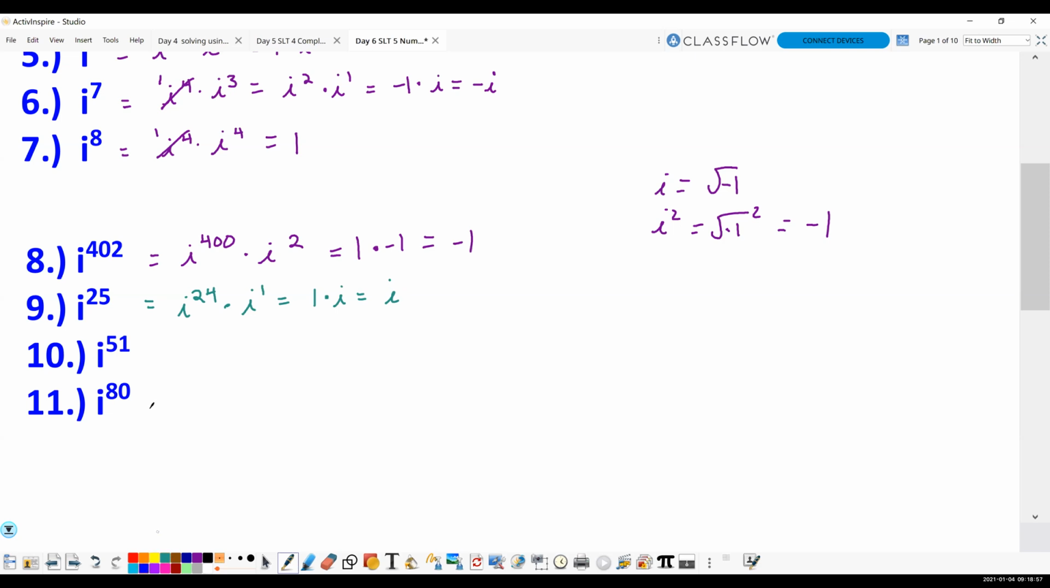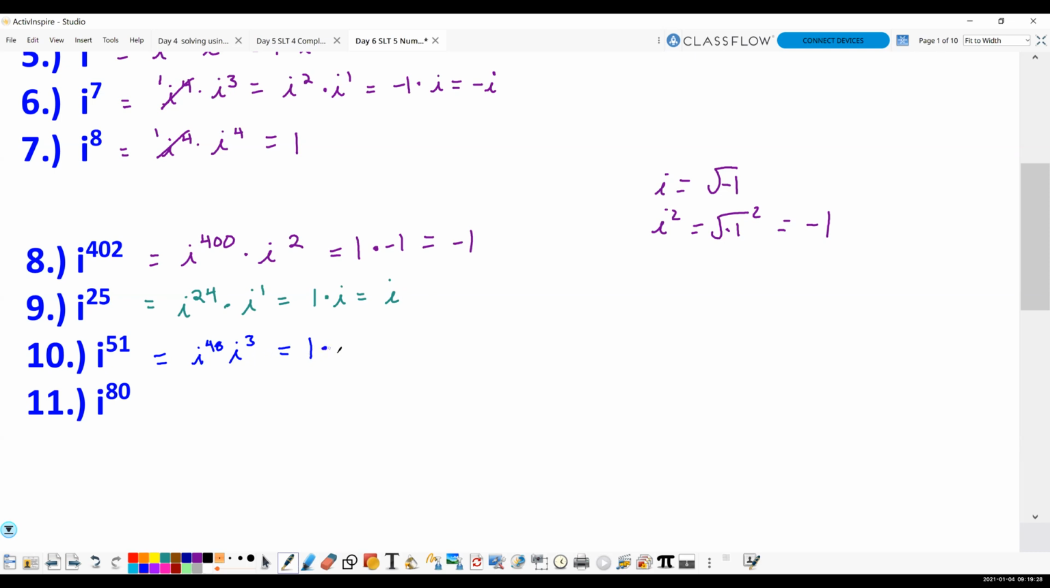Then we have i to the 51st. I think 48 is our closest multiple. So i to the 48, and there are 3 left over. And I'll be honest with you, if i to the third is creeping you out a little bit, I'm not asking you to memorize anything. We know that i to the 48th is 1 because all we need to remember is this guy, i squared is -1, and anything to the 4th is going to be 1.